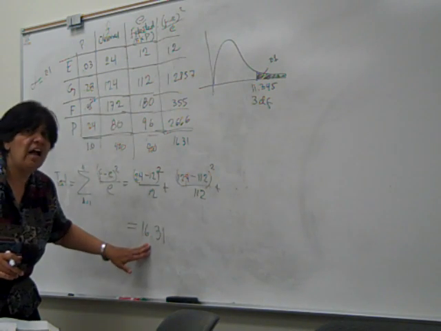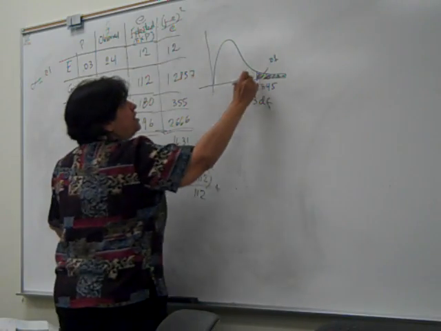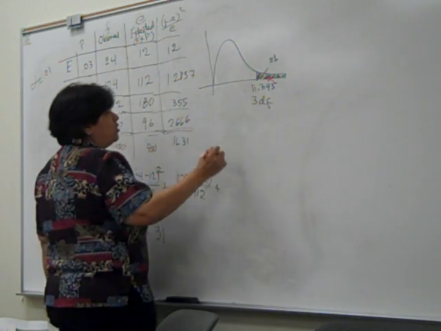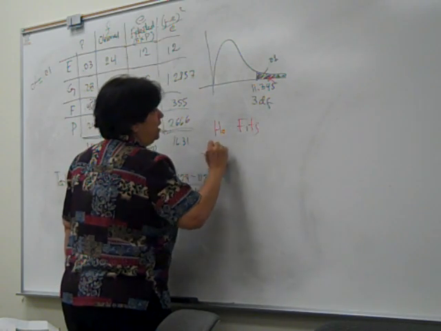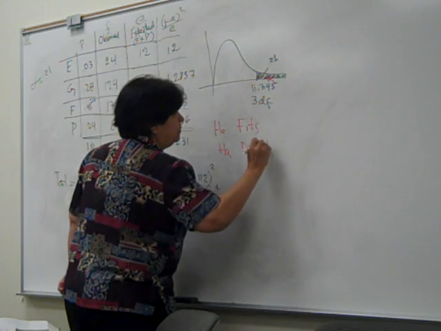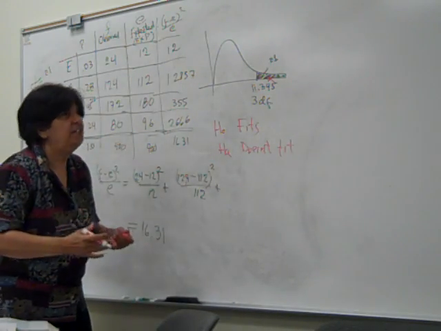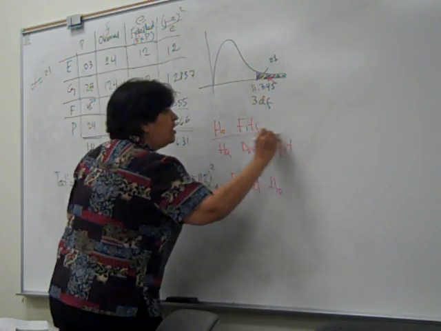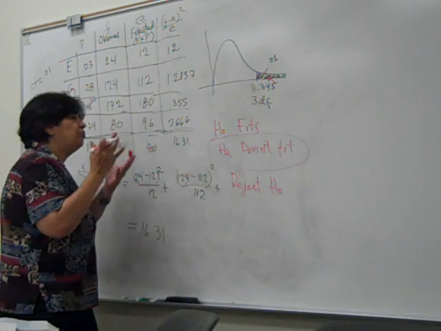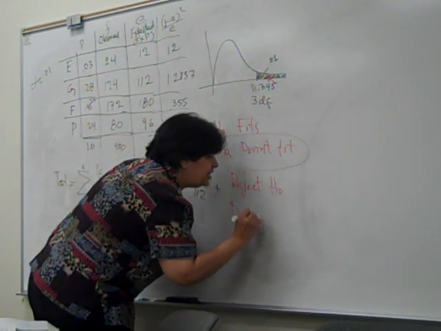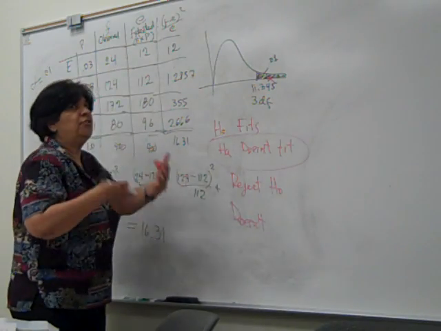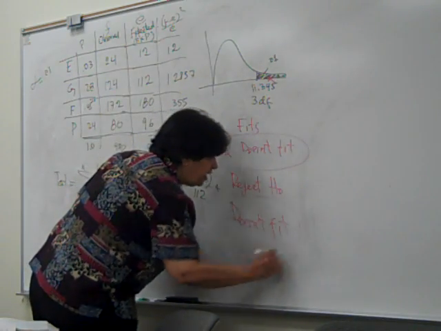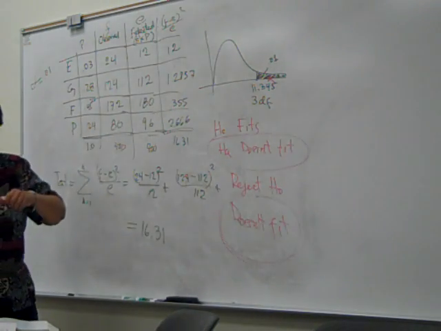I'm going to compare this test value with the critical value, and this 16.31 is in the rejection zone. So the conclusion: the null hypothesis says it fits, and the alternative says it doesn't fit. We reject the null hypothesis, so the alternative hypothesis is correct and it doesn't fit. These data, the customers from the telephone company, do not follow the same distribution as the airline customers. They are not equal. That is the conclusion, pretty straightforward.